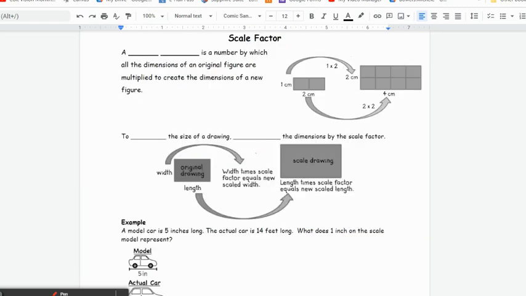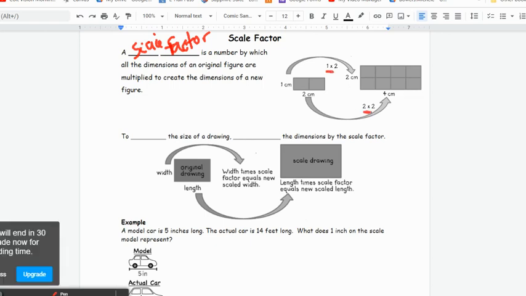So what we're saying is a scale factor is a number by which you multiply all the dimensions of the original to create the new dimensions. If the original was 1 centimeter by 2 centimeters, and we double the height, it'd be 2, we multiply the width by 2, you get 4. So to change the size of a drawing, you would multiply the dimensions by a scale factor.